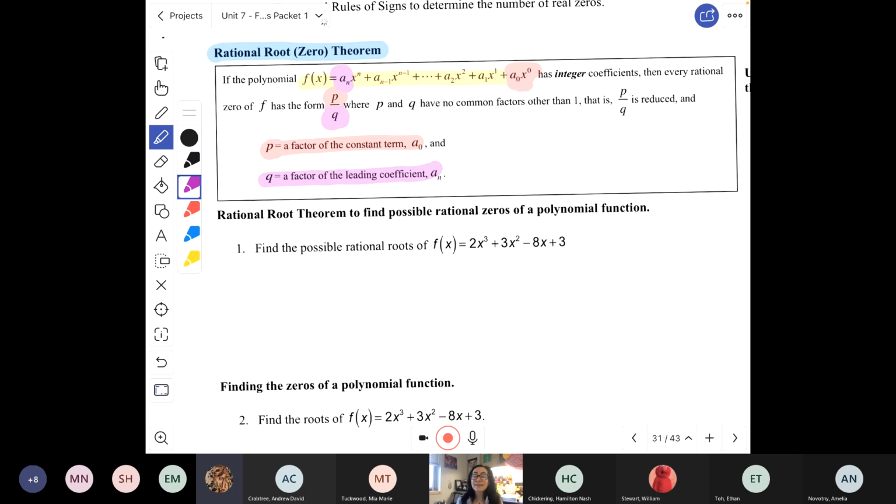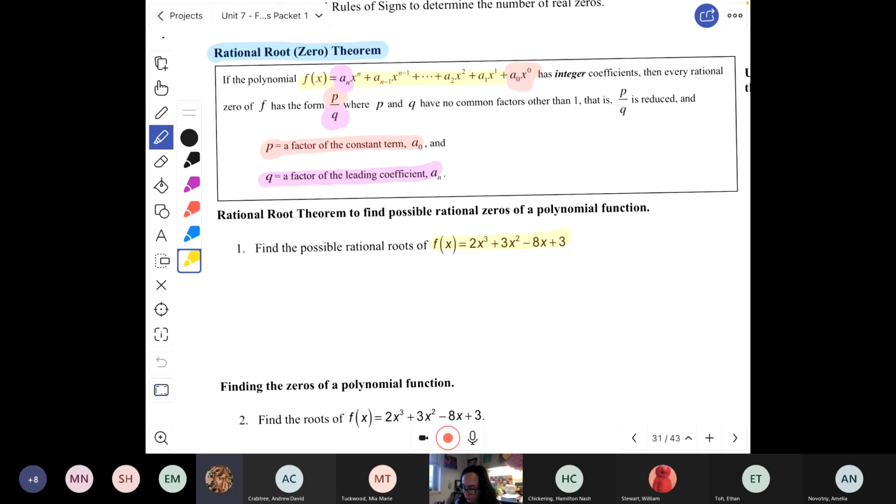So I can create a set of all possible roots that I could then either substitute into the function and see if I get a remainder of 0, or use synthetic division and see if I get a remainder of 0 to determine which, in fact, are the roots. So the rational root theorem, or the rational zero theorem, is going to tell you the set of possible rational roots. It will not tell you anything about complex roots, but it will give you a set of possible rational roots. So let's go ahead and look at an example.